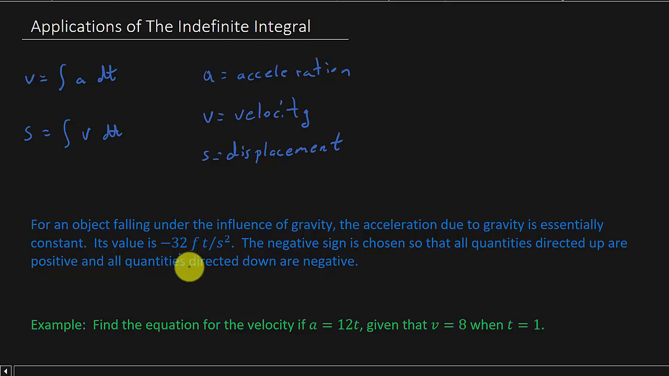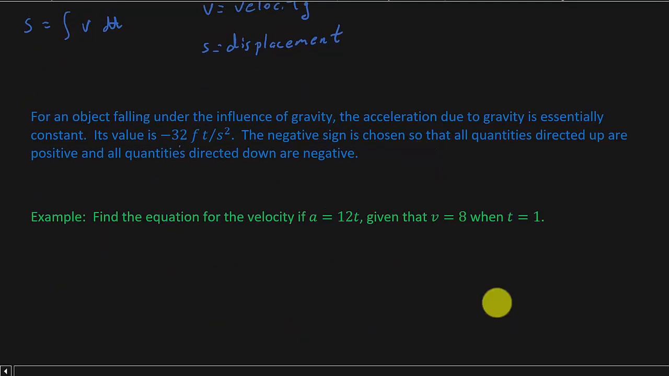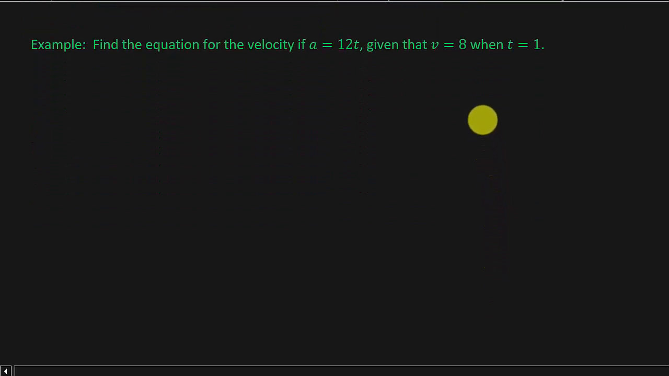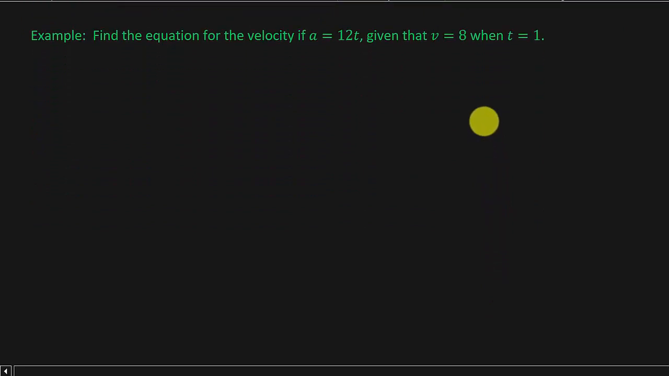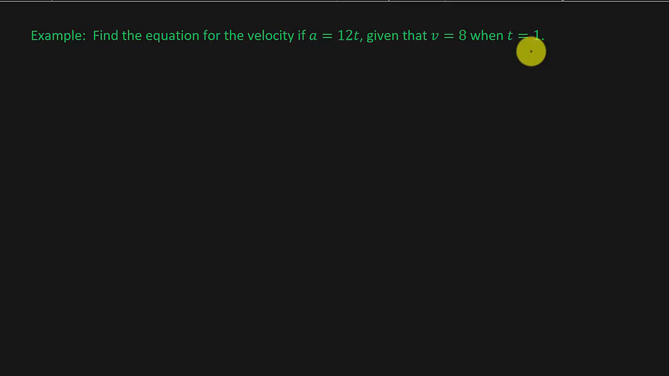All right, so let's look at some examples. It says find the equation of the velocity if a, which is the acceleration, is 12t, given that the velocity is 8 at time t equals 1. Now, they don't give us any units here, but it can be seconds, hours, whatever. Well, seconds.